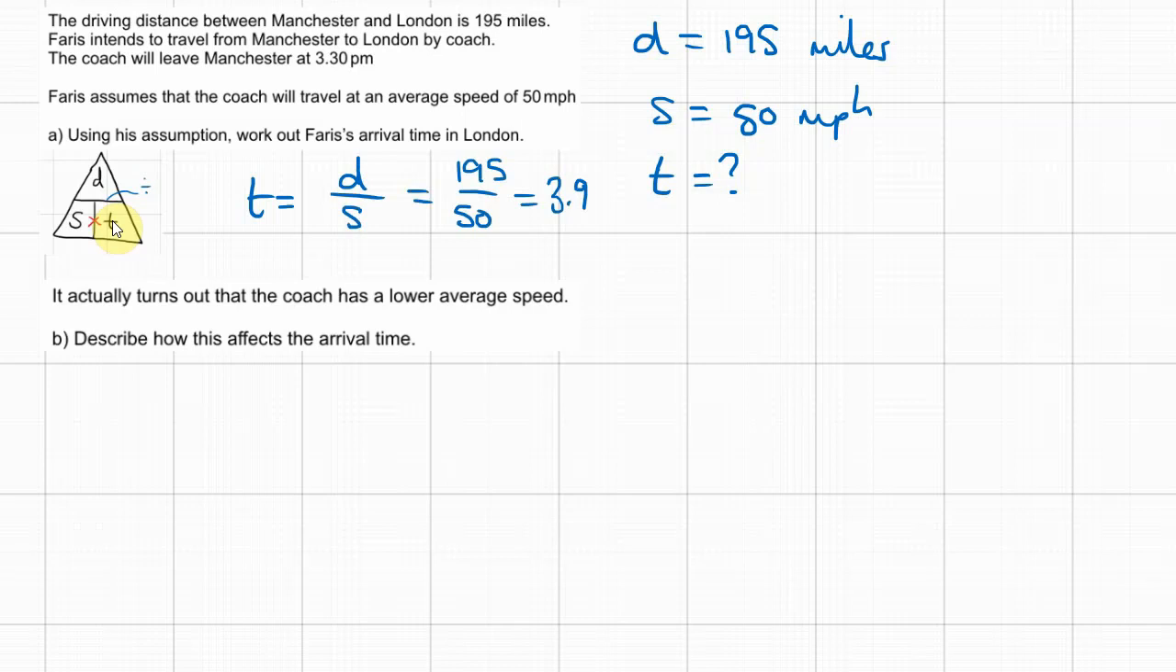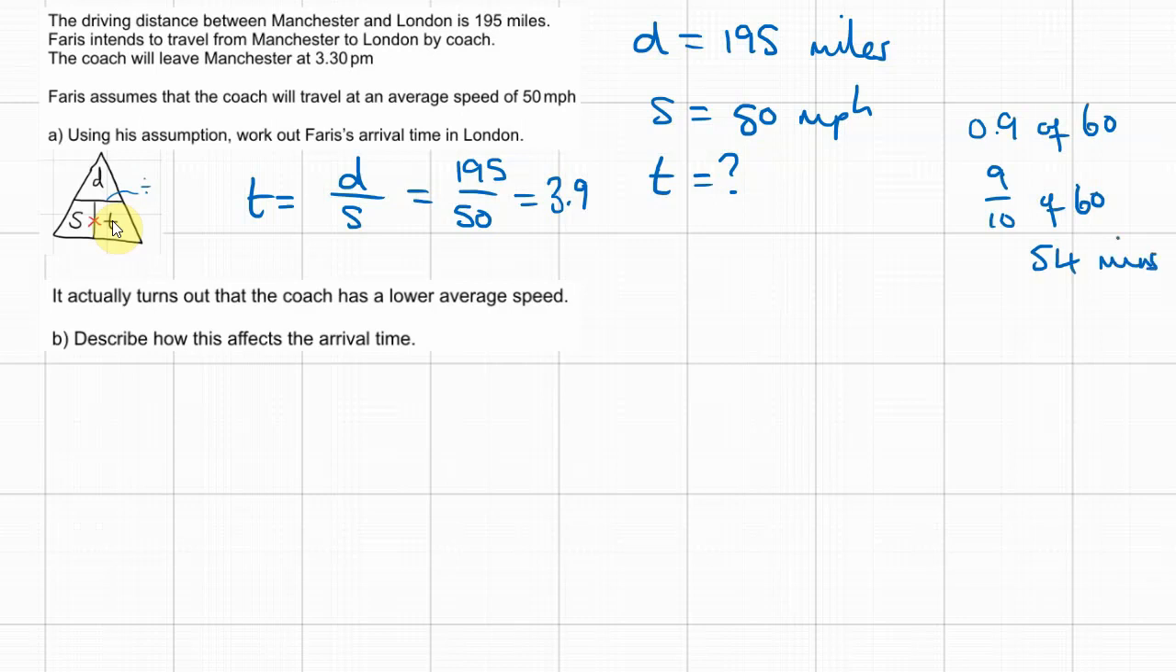However, 3.9 isn't particularly a time. We need to have that as 3 hours and so many minutes. You can think, well, what is 0.9 of an hour? So 0.9 of 60. 0.9 is the same as 9/10. So what is 9/10 of 60? That is 54, so 54 minutes.